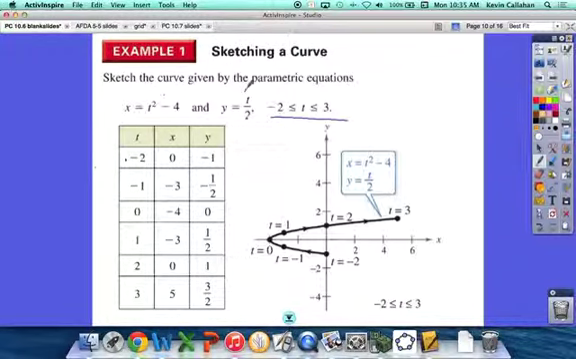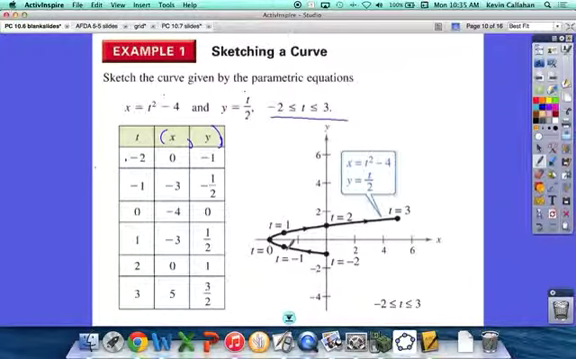Now, these are the points in the plane that you're going to graph. X, y. So the first point, when t is -2, is 0, -1. The second point is -3, -1/2. So -3, I can't see. These must be every 2, yeah. So this is -3, -1/2.